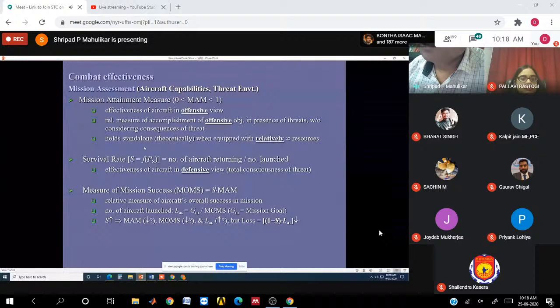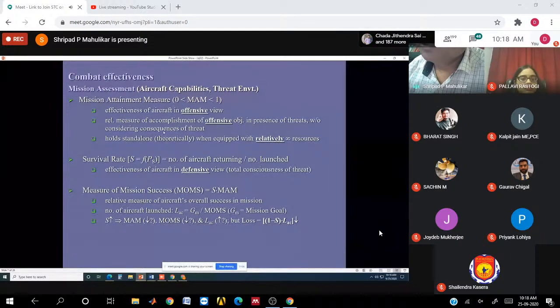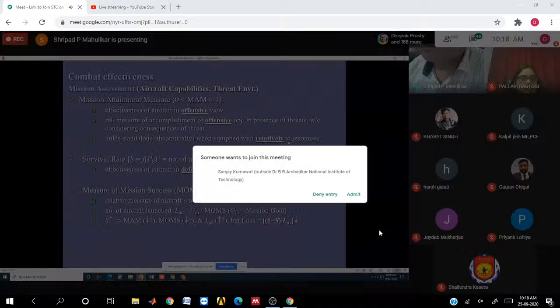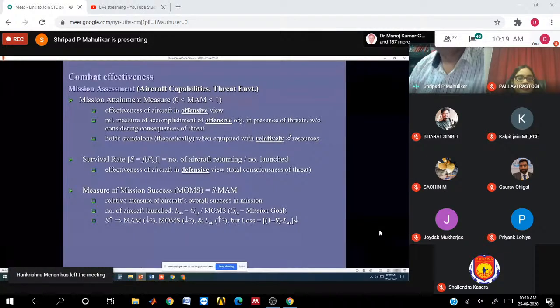Now this mission attainment measure holds standalone when either the opposite side is extremely weak, or the other way around, when we are extremely strong, which happens when we are equipped with an infinite amount of resources. This infinite resources has to be taken with a pinch of salt, because when we especially try to include human resources, like a human pilot, then we need to be a little careful when only looking at the mission attainment measure.